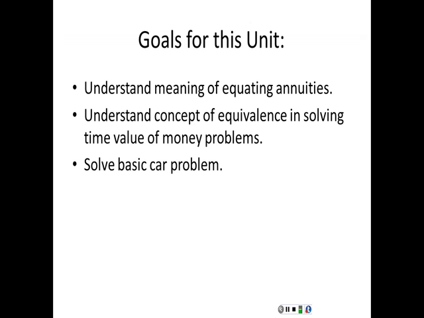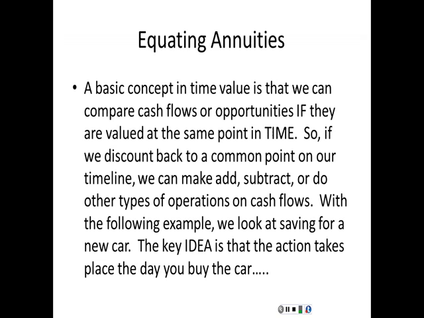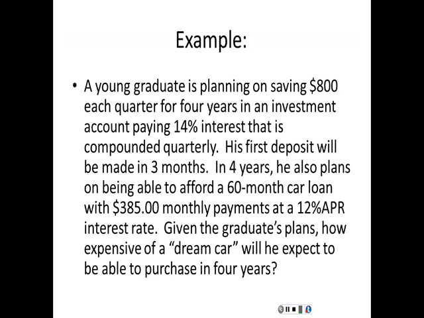So here are our goals for the unit. This is sort of an advanced topic, but it's critical for understanding introductory finance. The idea of equating an annuity is that whenever I move cash to the same time period, or same year, month, or wherever I'm moving the cash to, I can do operations with the numbers. I can add them, subtract them, set them equal to each other, multiply them. But the key is moving all the cash flows to the same point in time. All right, hit pause for a moment and read through this example.